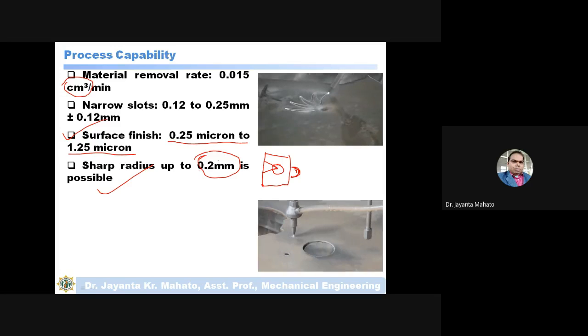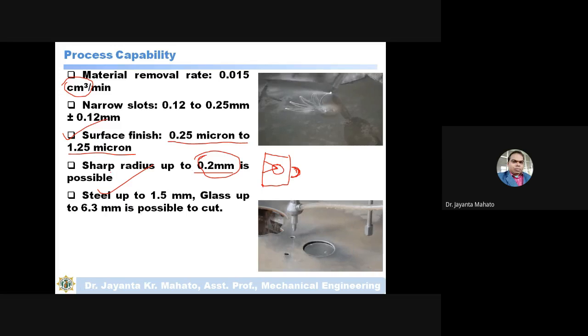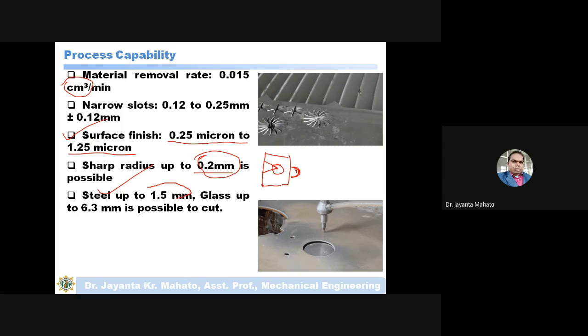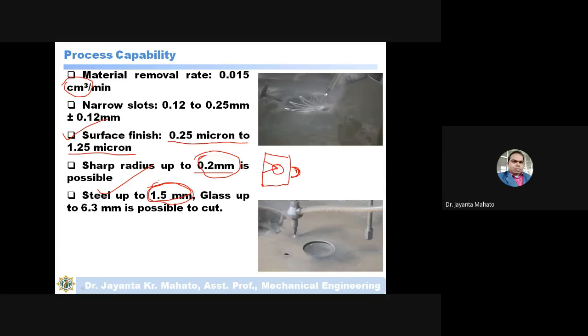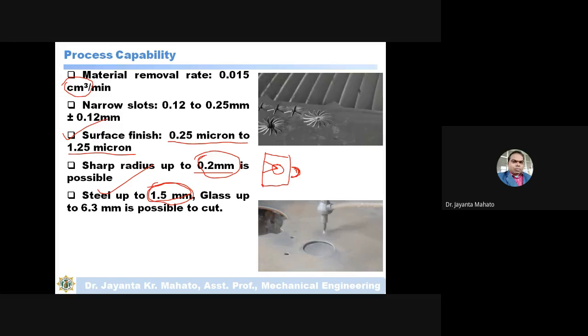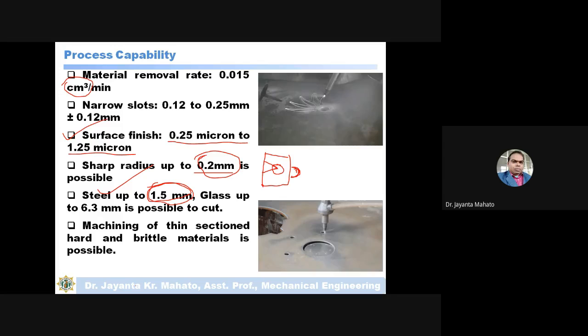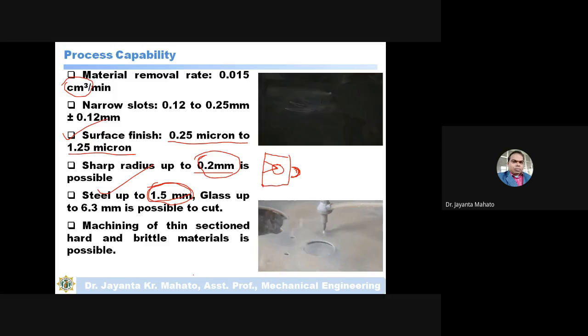So this is actually not a very small amount, 0.2 mm. Steel up to 0.15 mm and glass up to 6.3 mm is possible to cut. This is actually thickness. So steel of 1.5 mm thickness means a very thin sheet. And in case of glass, thick glass can be cut by this process. Machining of thin section hard and brittle material is possible.